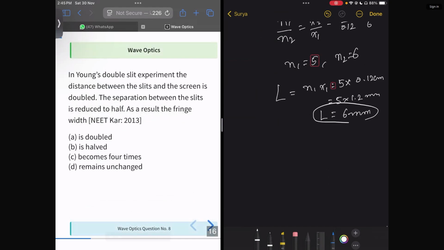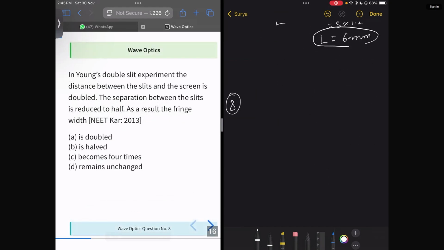Eighth question. In a Young's double slit experiment, the distance between the slits and the screen is doubled. The separation between the slits is reduced to half. The fringe width is given as beta equal to lambda D by d. So the new D dash is 2D and the new d dash will be d by 2.